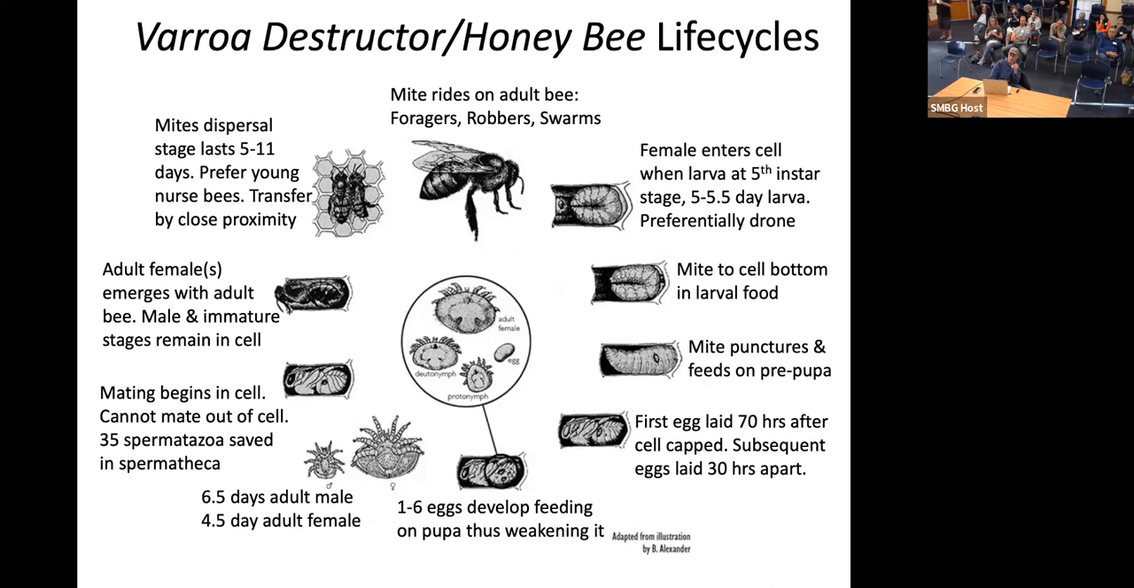These are the stages here. An adult male is at 5 to 6 days. Adult female is 4.5 days. So the brother and sister mate, little incest there, and that happens in the cell, and then over the course of time, the new mites will emerge. Once the capping is taken off, if the female mites haven't matured, they will die basically by the uncapping.